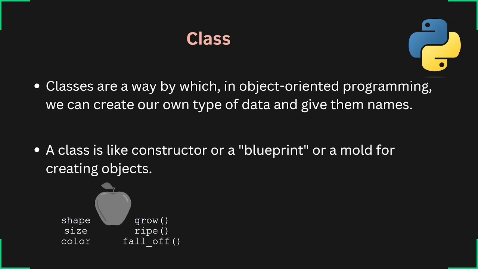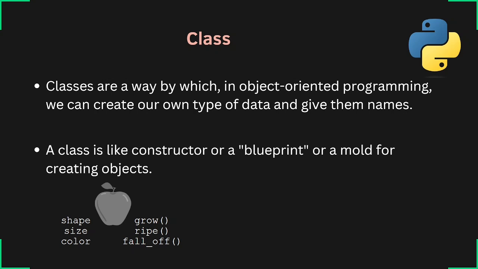But each class instance can have attributes attached to it for maintaining its state. Class instances can also have methods defined by the class for modifying those states. For example, in this screenshot, we see a new class of type apple being created that has attributes shape, size, and color. And then there may be methods to grow the apple, ripen the apple, and when the apple is old enough, it falls off. So all these are given by methods associated with the apple class.